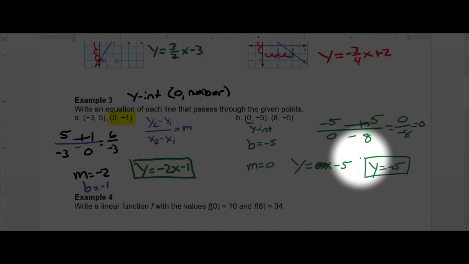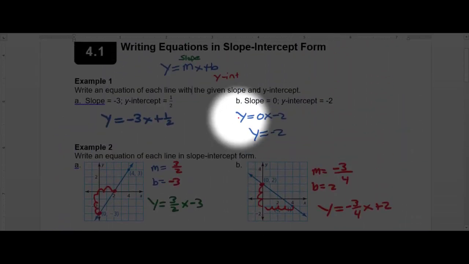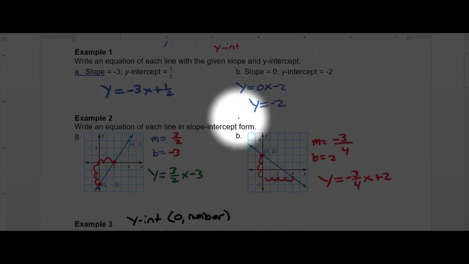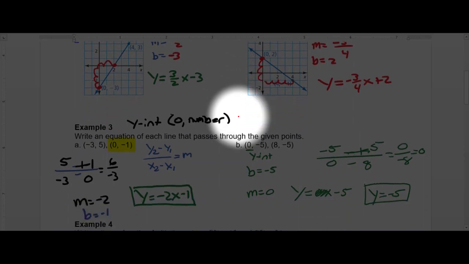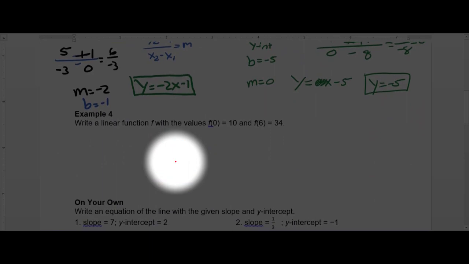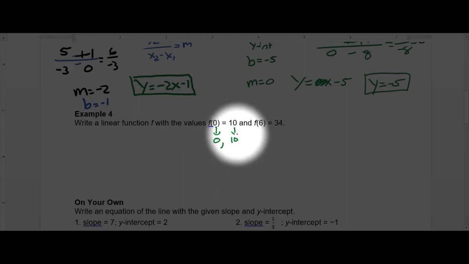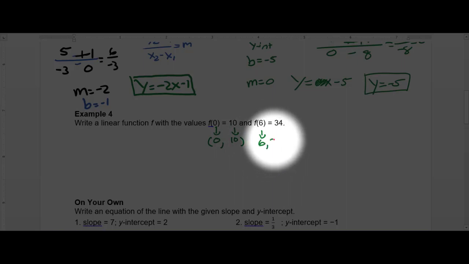Alright, another example. So let's just quickly recap what we've done. We have found how to write an equation when we're given the slope and the y-intercept, when we're given a graph, when we're given 2 ordered pairs and one of those ordered pairs is a y-intercept, and now when we're given function notation. Now function notation, don't forget, is sort of like the following. The number inside the parentheses is your x value. So this is going to be the point (0, 10). This right here is the point (6, 34).